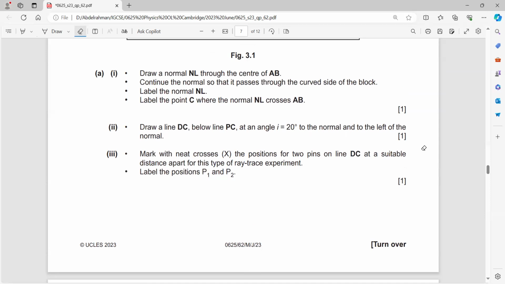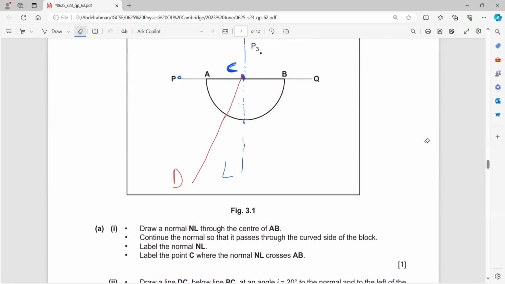The positions for 2 pins on DC at a suitable distance. Label the positions P1 and P2 on DC. Where do you think we should put the pins? Does anyone know? We always place the pins as far as possible, right? As far as possible. An X and another X. 2 pins, P1 and P2.